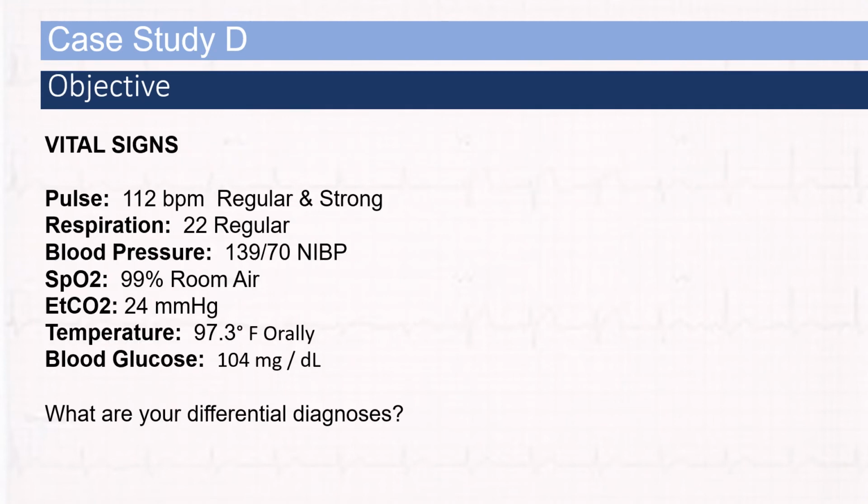The patient's vital signs are as follows. She has a pulse of 112, it's regular and strong. Respirations are approximately 22, regular. Her blood pressure is 139/70, measured by NIBP. Her SpO2 is 99% on room air. Her end-tidal CO2 is 24 millimeters of mercury. Her body temperature measured orally is 97.3 degrees Fahrenheit, and her blood glucose is 104 milligrams per deciliter. What are some of your differential diagnoses for this patient?